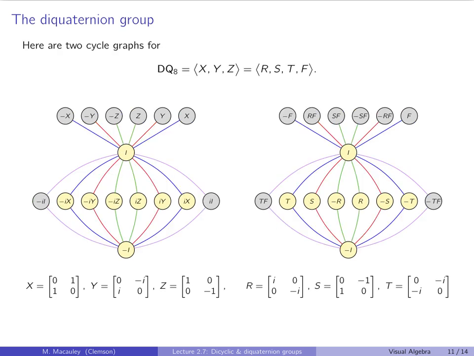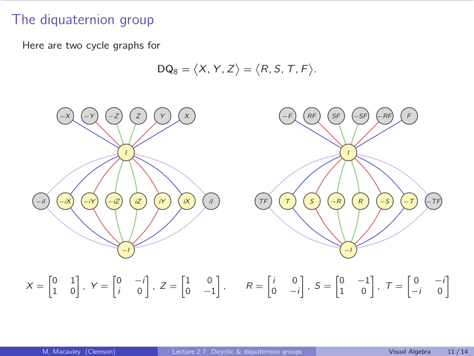Here are 2 cycle graphs for the diquaternion group. And I want you to compare and contrast how these differ from both the quaternion group and the dihedral group. So the quaternion group I've highlighted in yellow. Remember that those were just all 4 cycles. All the orbits were 4 cycles, the maximal orbits. And then for the dihedral group, remember we had, let's take D4. So we had a 4 cycle, and then we had 4 elements that have order 2, which are the reflections.